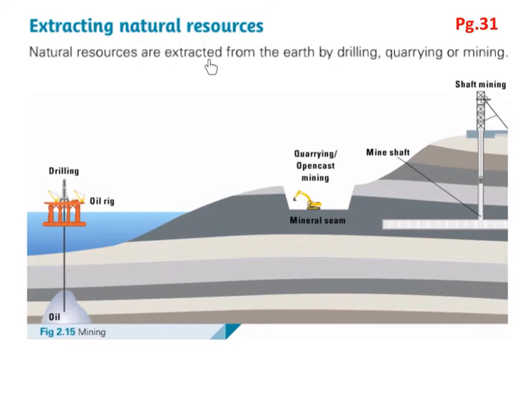Natural resources are extracted or taken from the earth by drilling, quarrying, or mining. So we're going to have a look at drilling, which takes place offshore on an oil rig and is used to extract oil or natural gas from below the sea. Quarrying or open cast mining, which happens at the surface of the earth. And then shaft mining, in which we dig deep into the earth using a mine shaft to extract rocks from deep below the surface.